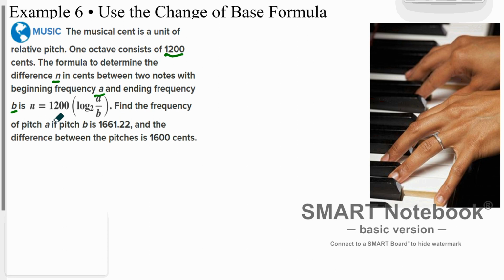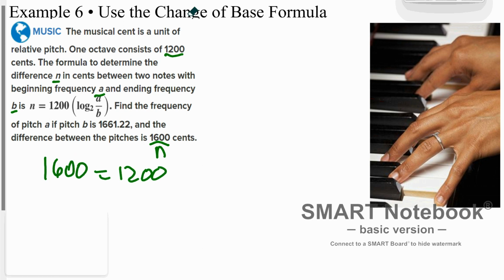So if we want to find the difference in the pitch of two notes, we can use this formula, where we have a relative frequency of the first one, A, and a relative frequency of the second one, B. So find the frequency of pitch A if pitch B is 1661.22, and the difference between the two pitches is 1600. So there's my difference in between. That'd be my n.